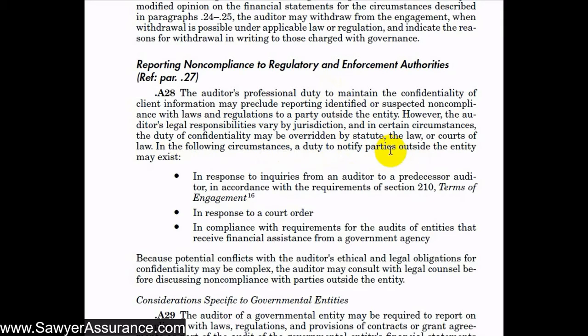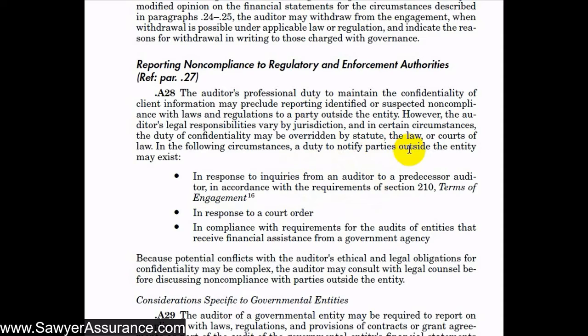And a few times that we might be required to do that is in response to inquiries from an auditor to a predecessor auditor in accordance with AUC Section 210. So if a former client of ours goes to another auditor and the auditor requests for us to see the work papers of our last year's audit, then we might be required to provide those to these auditors. Of course, we would be getting permission from our former client to do so.